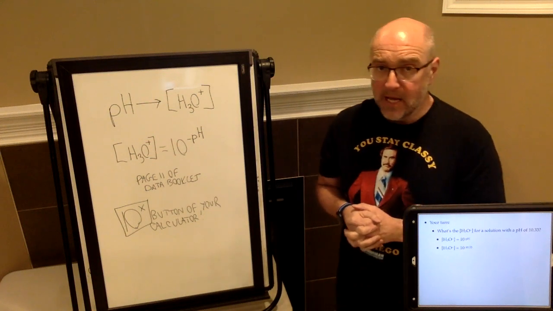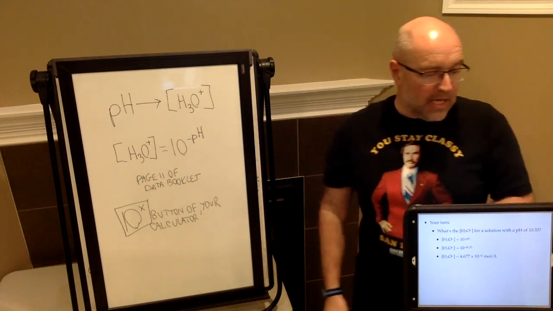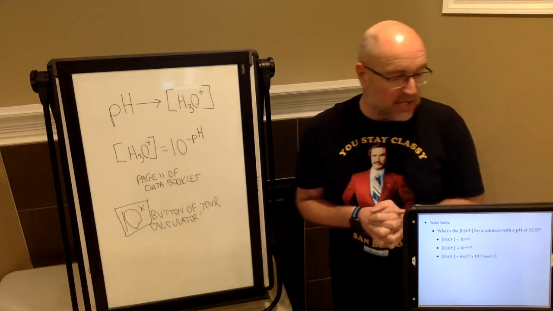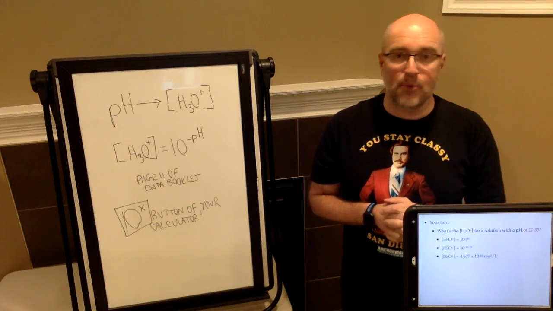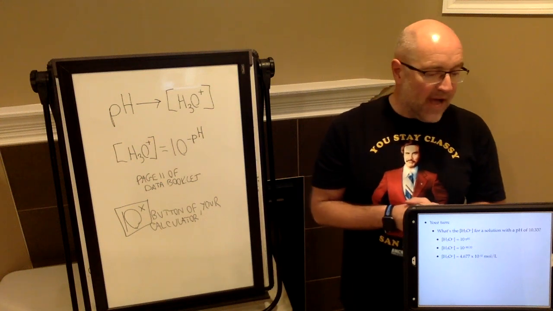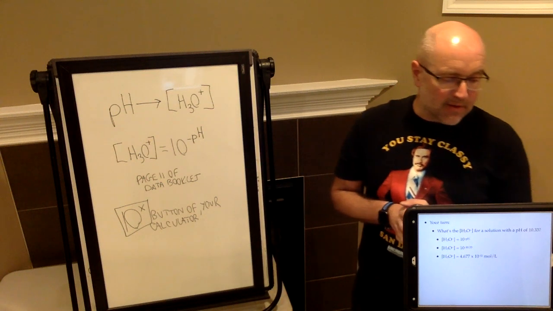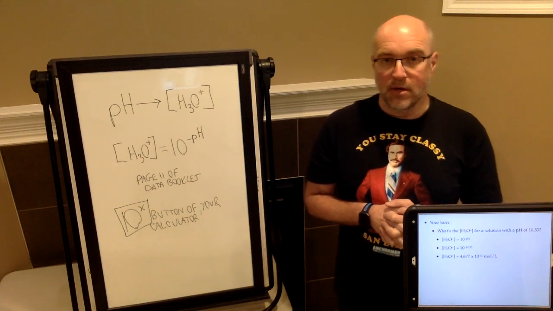Well, here's what I do. I'm going to use the calculated formula. Hydronium concentration equals 10 to the negative pH, which means that hydronium concentration is going to be 10 to the negative 10.33, which means I'm going to calculate that using this button. I'm going to get a value of 4.677 times 10 to the negative 11th moles per liter.